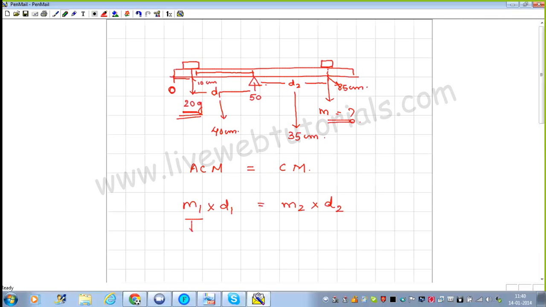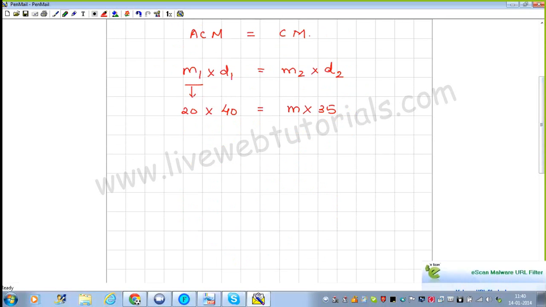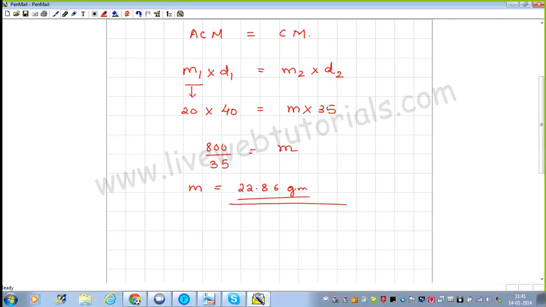So this is M1, which is 20 grams, multiplied by D1, which is 40 centimeters. This is equal to M2, which is unknown, multiplied by the distance of 35 centimeters. You can simply work this out. This is going to become 800 upon 35. So this is your mass.